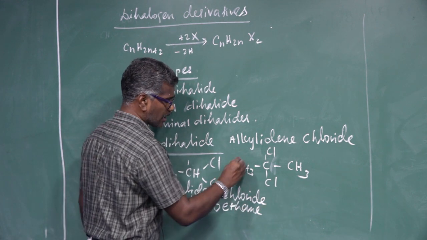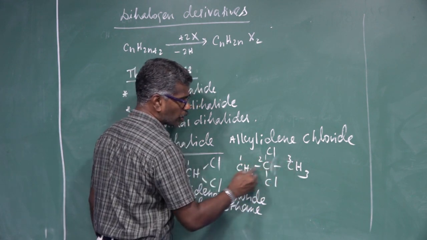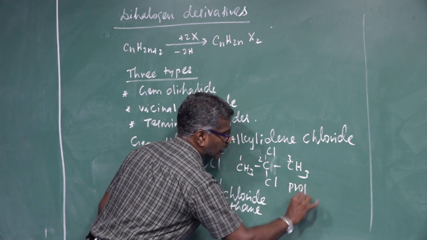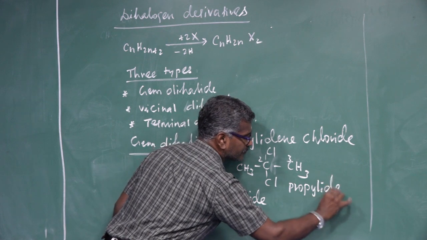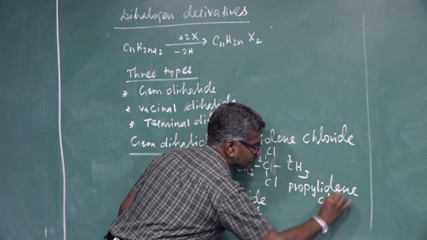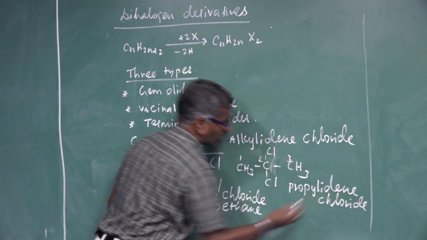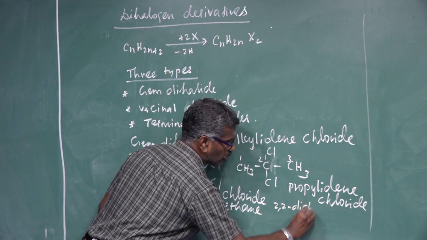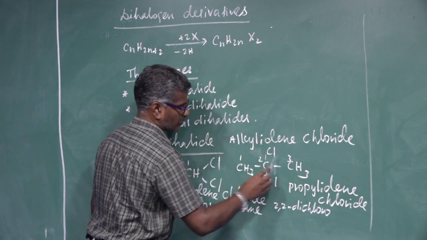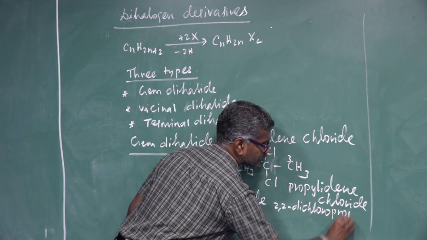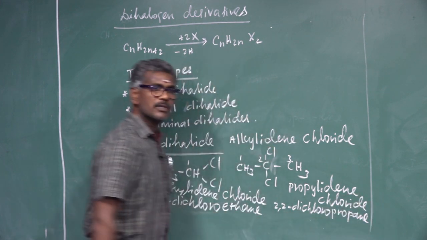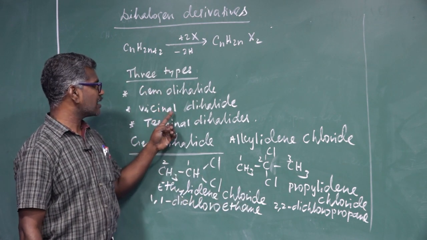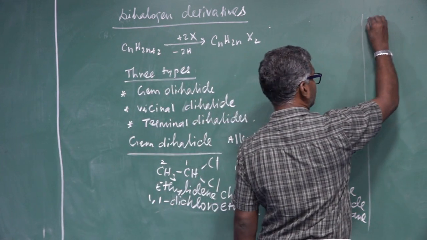In this one the longest chain is 1, 2, 3. Total how many carbons? 3 carbon. This name is propylidene chloride. IUPAC name: 2,2 dichloro propane. These two are examples of gem dihalide. Another one, vicinal dihalide.